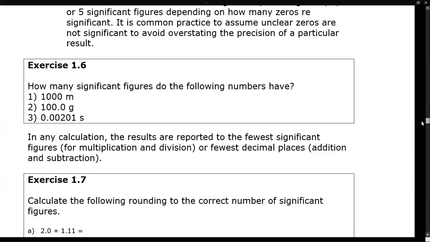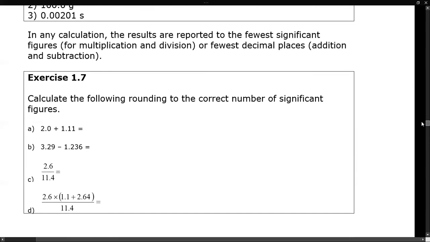If you want to do a calculation, then you have to use your calculation rules to determine how many significant figures it should have. If you're doing multiplication and division, just count up the number of significant figures and use the fewest. If it's addition and subtraction, you're going to use decimal places. So if the least precise measurement is to the tenths place, I'm going to round everything to the tenths place. So we're going to work through this next exercise, and I'll show you how to round some numbers to the proper number of significant figures.